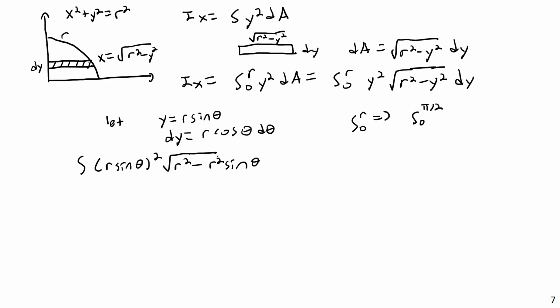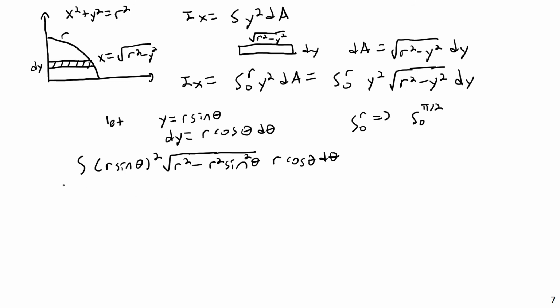Here, for this one, I simply replaced y with r sine theta, and so we'd have r squared sine squared theta. And then dy is equal to r cosine theta d theta, so outside the root we have r cosine theta d theta. Now, at first glance, it seems like we're not making any progress at all. It looks like I've actually made this even more complex, but bear with me, we will get through this.